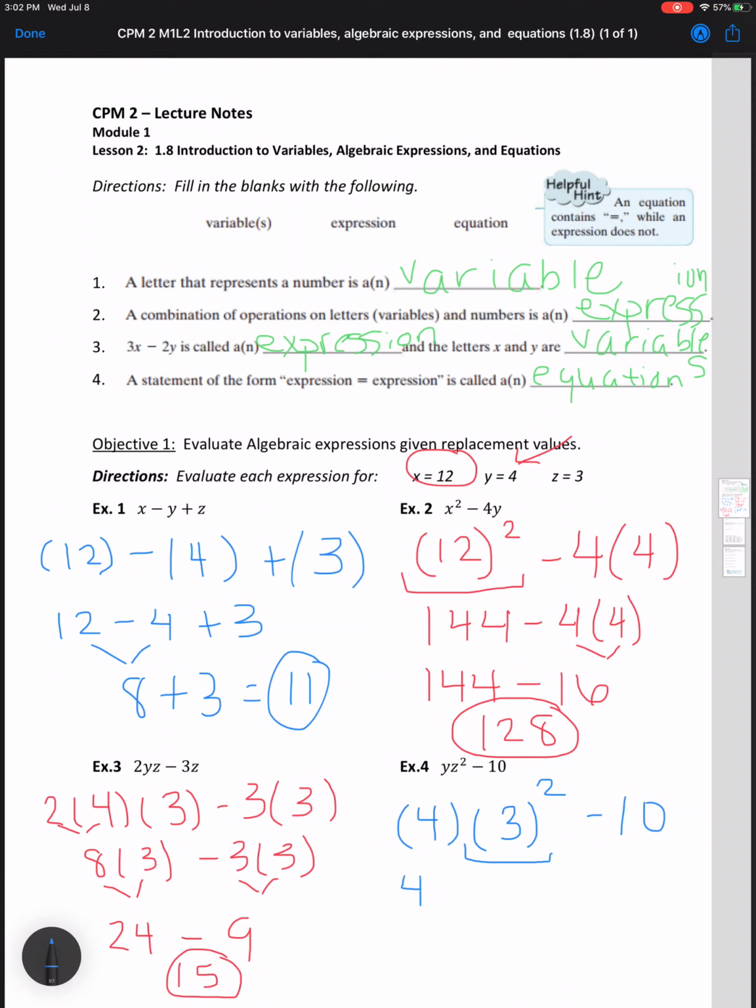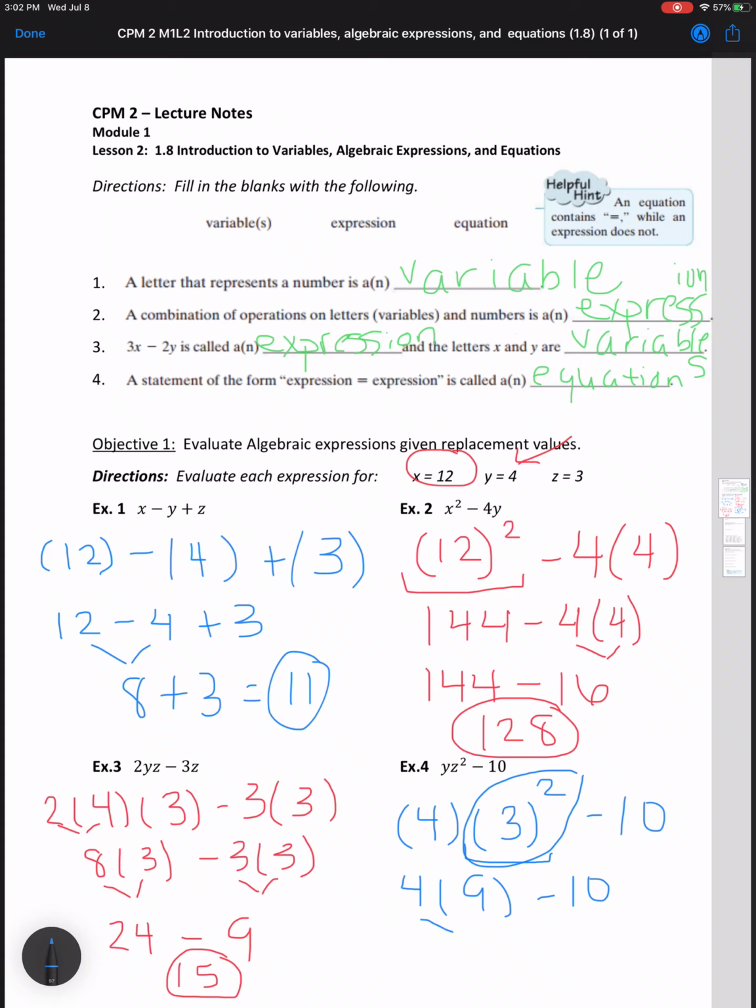So bring down 4. The mistake people will make here is they'll try to multiply 4 and 3 together. But remember, order of operations, before you multiply, you've got to take care of exponents. So that's why this is my first step. 3 squared, 3 times 3 is 9. Bring down what I'm not using.